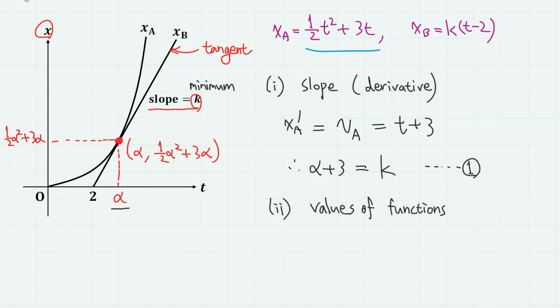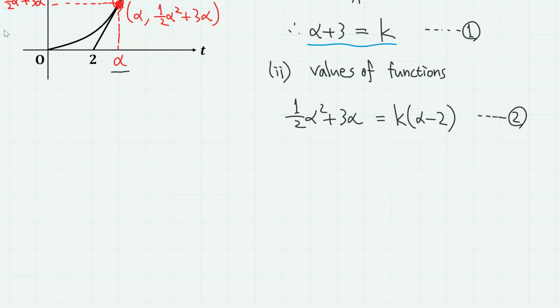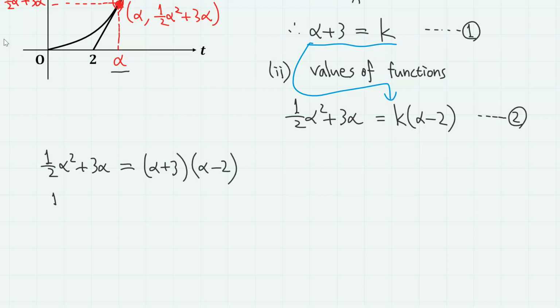Next, the values of two functions condition. That is, the two graphs xA and xB must have the same value at t equals alpha. So 1/2 alpha squared plus 3 alpha equals k times (alpha minus 2). So we have two unknowns and two equations. Substitute equation 1 into k in equation 2, we have 1/2 alpha squared plus 3 alpha equals (alpha plus 3) times (alpha minus 2). So 1/2 alpha squared plus 3 alpha equals alpha squared plus alpha minus 6.